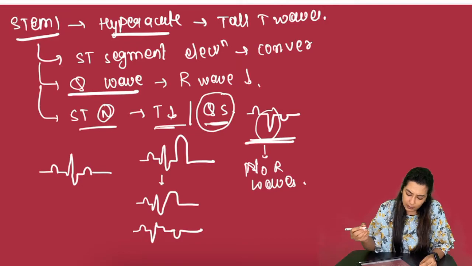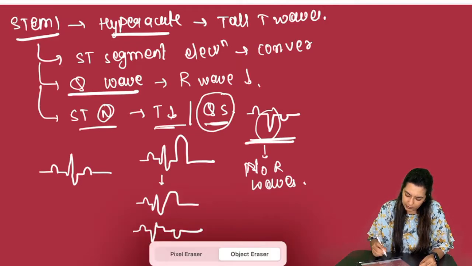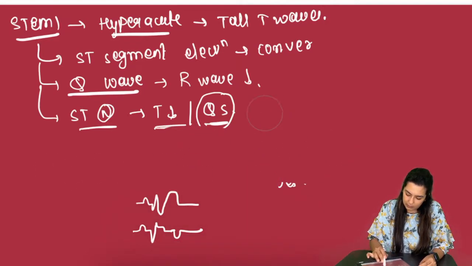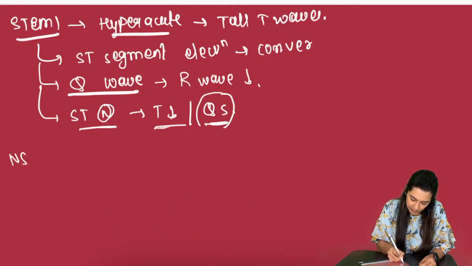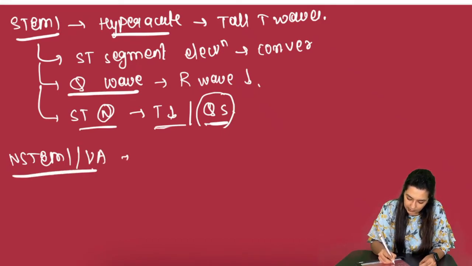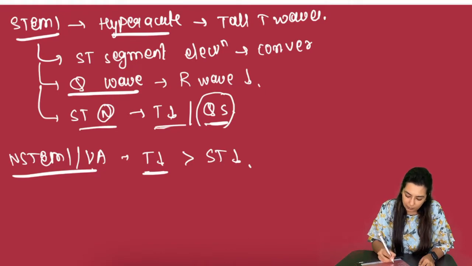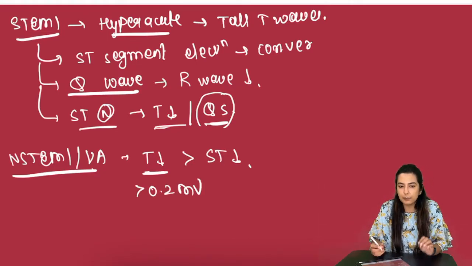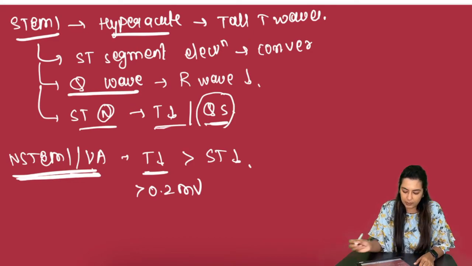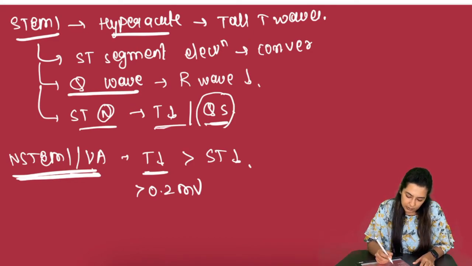In non ST elevation MI, what do you see? In NSTEMI or UA, that is NSTE ACS, you will see T wave inversion is more common than ST segment depression. Remember this: T wave inversion is more than 0.2 millivolt. It is quite deep in ischemia or infarct. Fine, so this is clear.